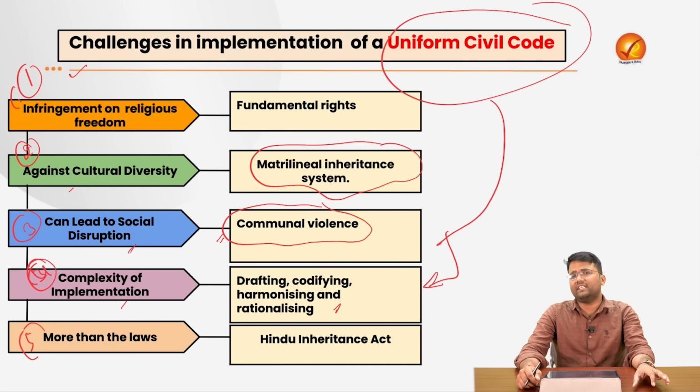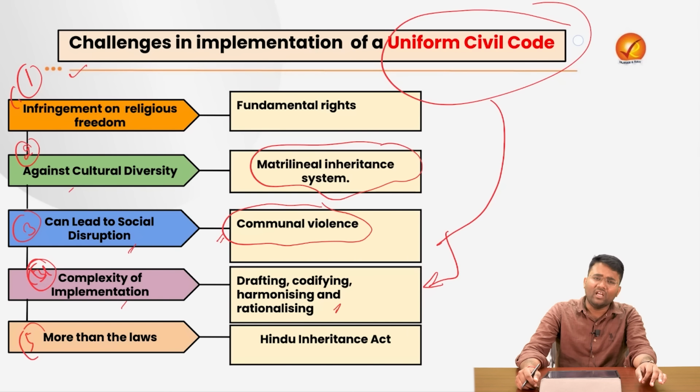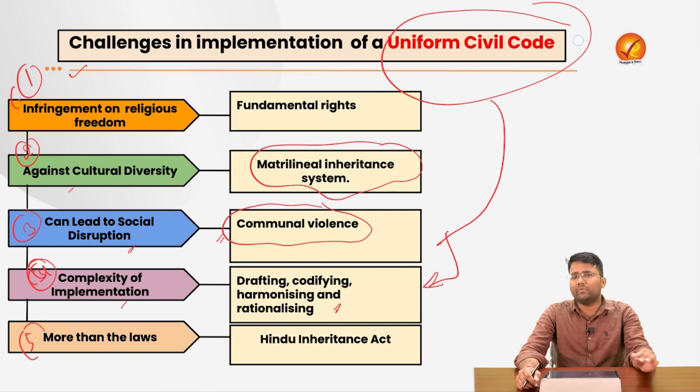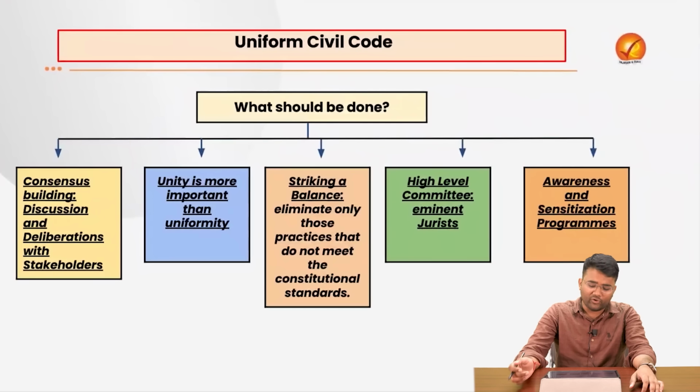So there can be different personal laws for different religions. It is not necessary that there is the need of a common civil code itself, only then can we address the discrimination or bring national integrity. This is another argument given by the people who are opposing the uniform civil code.